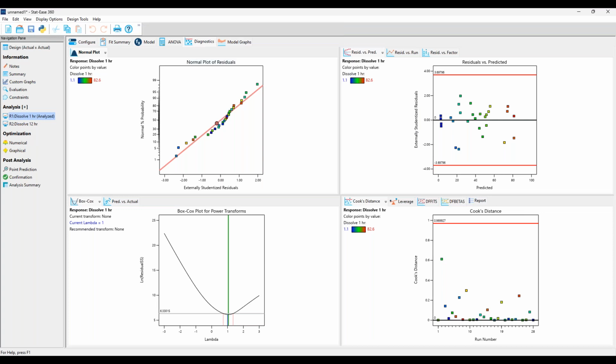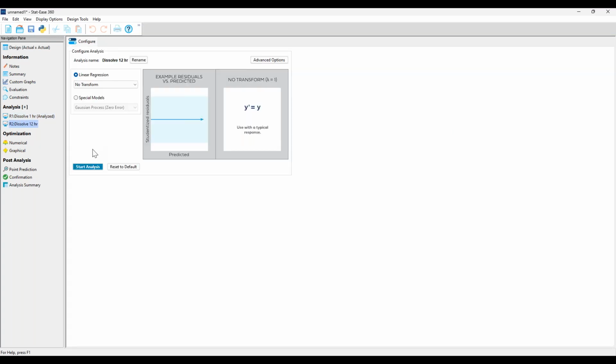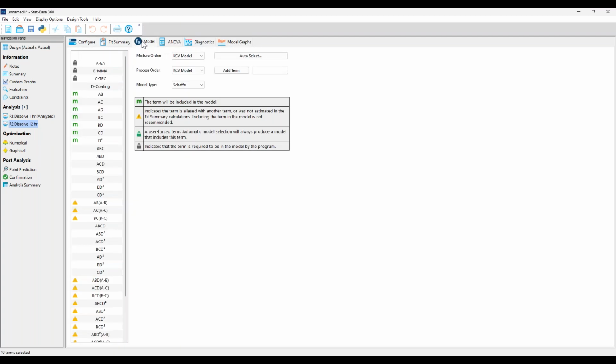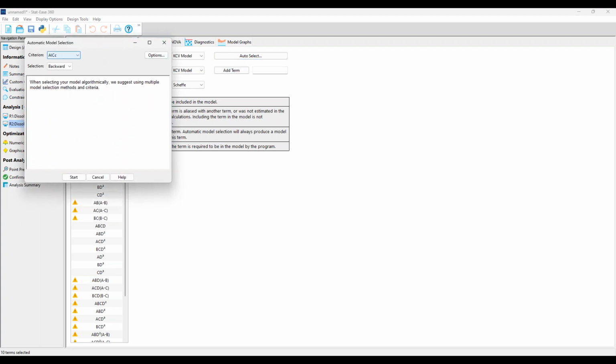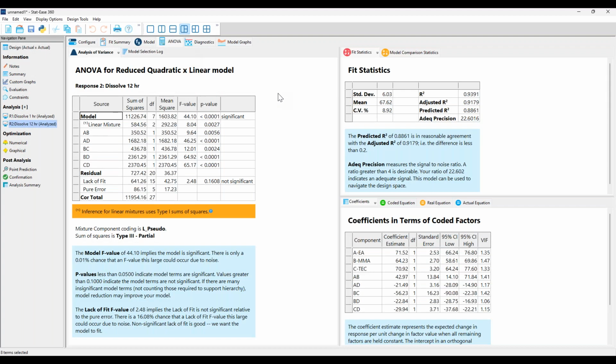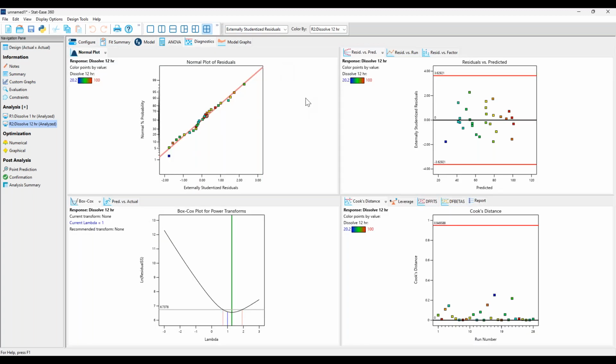Then we'll do the same thing with our dissolve in 12 hours. Start the analysis. Come to model. I actually will do the model reduction again to eliminate terms that don't need to be there. I'll accept those. Come to the ANOVA table. There it is. So I've created a model now for my second response. Super. Okay, and I'll look at the diagnostics there. So that's all good.